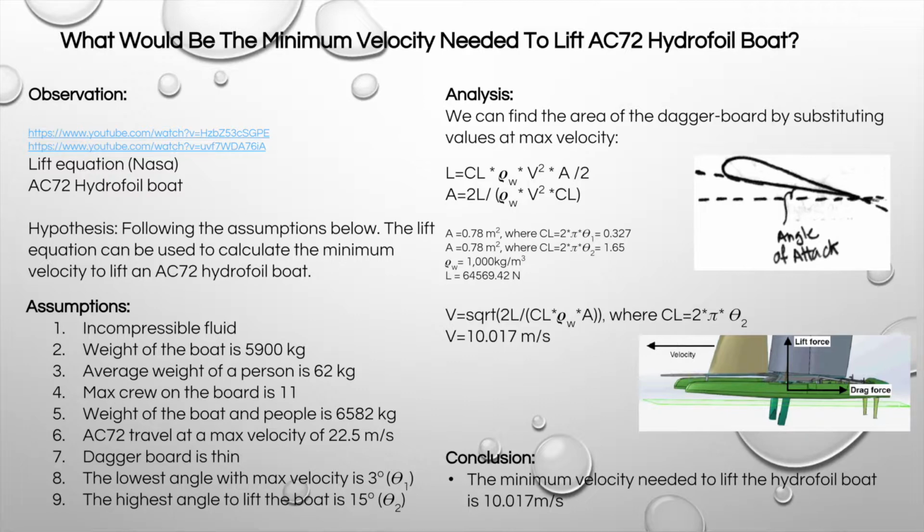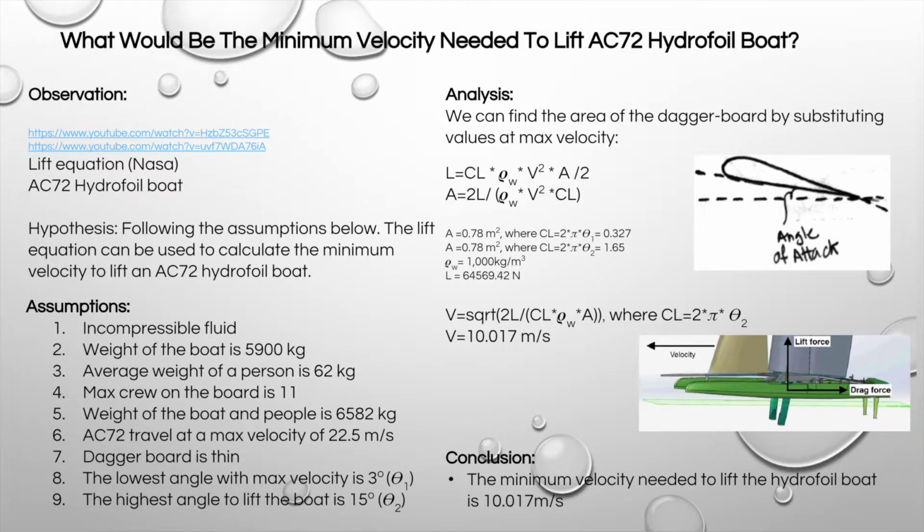From the NASA website included in the reference slide, we got the lift and lift coefficient equations that can be used to determine the area of the hydrofoil dagger board. At the maximum velocity of 22.5 meters per second, and the corresponding angle of 3 degrees, we can determine an area of 0.78 meters squared.